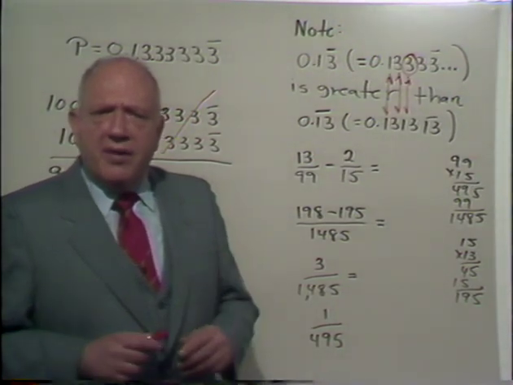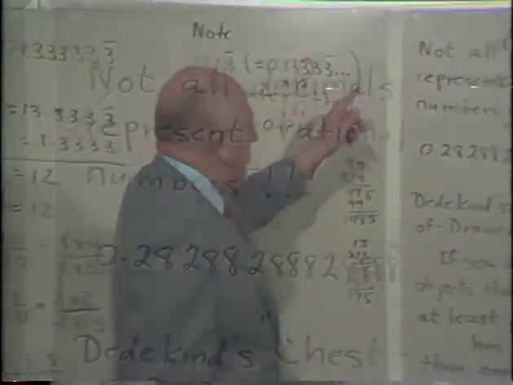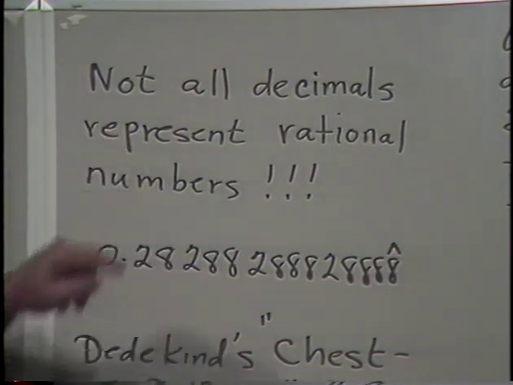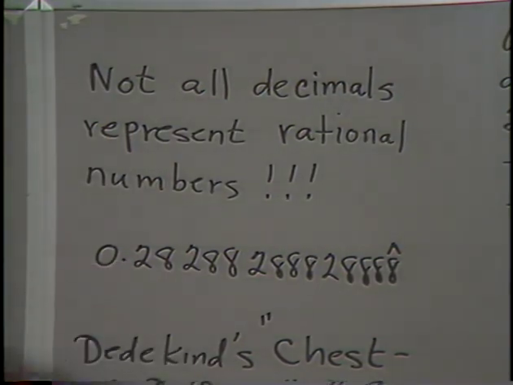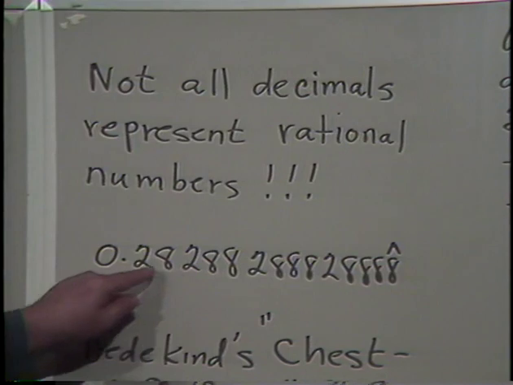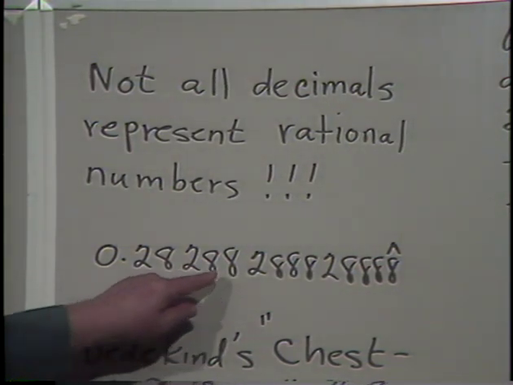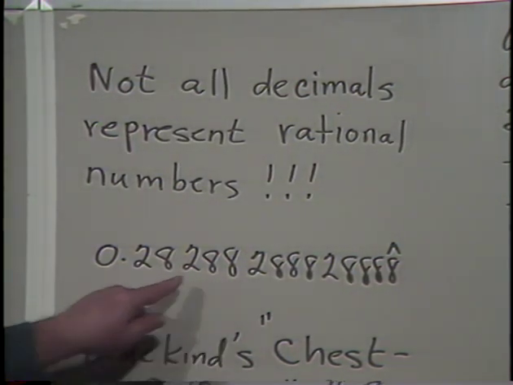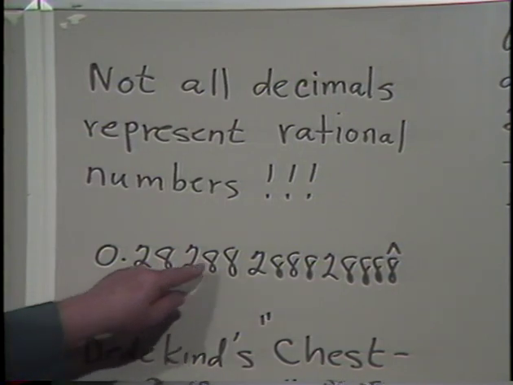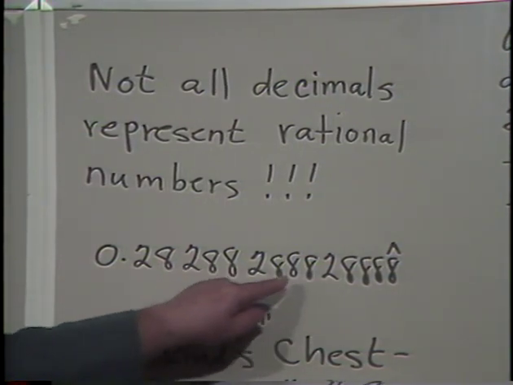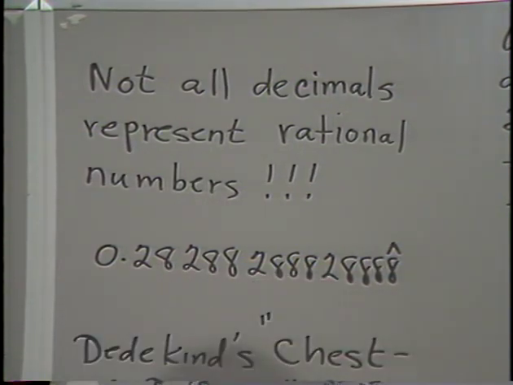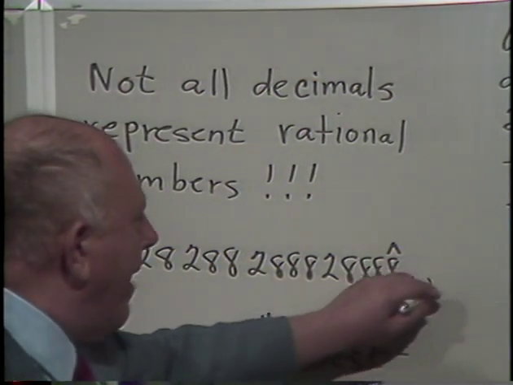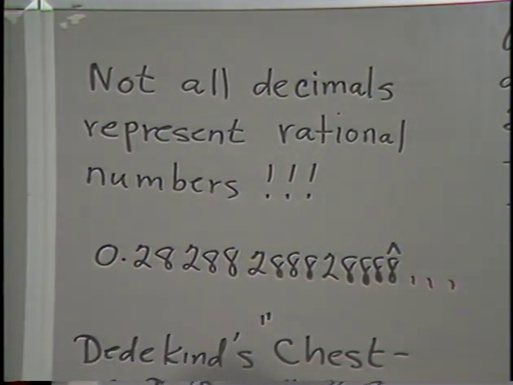What if there is no repeating cycle? Let me give you an example. See, I say not all decimals represent rational numbers. I'm going to make up a very funny number. I'm going to start with a 28. Then I'm going to add one more 8 to the next cycle. Do you see the idea here? 28, then a 2 followed by 2 8s, then a 2 followed by 3 8s, then a 2 followed by 4 8s. And what's going to happen? The next time it's going to be a 2 followed by 5 8s, then a 2 followed by 6 8s.